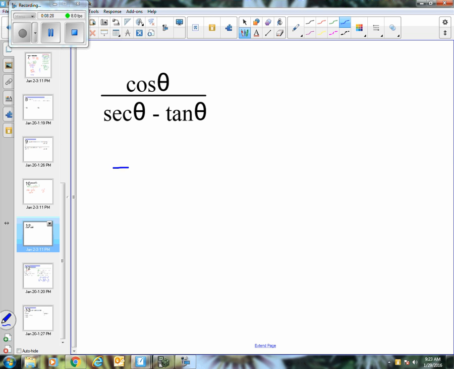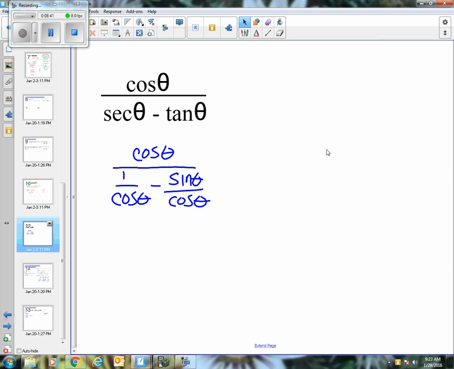But I'm thinking it might take us a lot longer than if we just fall back on our regular substitutions. If you don't really know where to start, change everything into sine and cosine. So secant is 1 over cosine, tangent is sine over cosine, and this might be a faster way to be able to deal with this. All right, so everything's in sine and cosine.